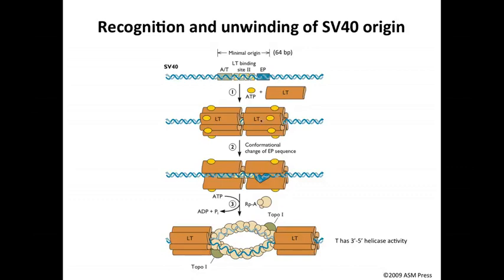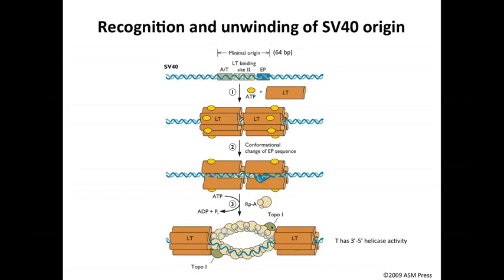So 2 hexamers of large T bind to the origin, and they induce a conformational change in a very specific part of the origin called the EP, and that allows, in an energy-dependent manner, a cellular protein called RPA, which stands for replication protein A, to bind and begin to denature this origin of replication, and that happens together with a cellular protein called topoisomerase 1.